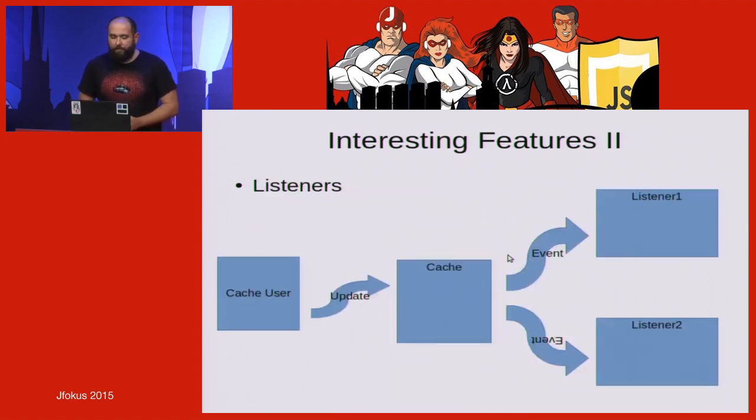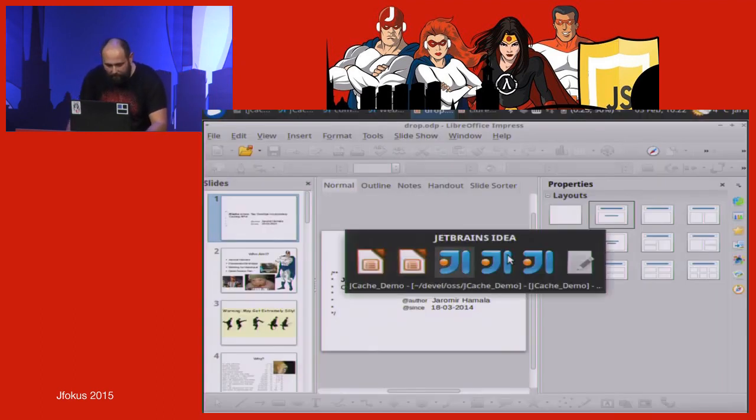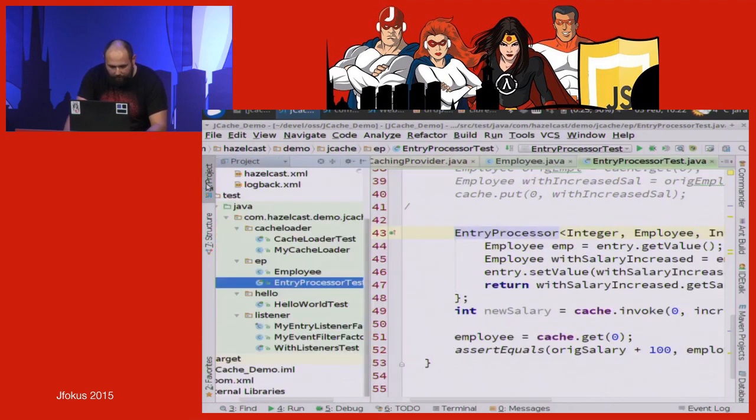The second feature I have cherry-picked is listeners. As I said, your cache can react. So if in my cache I'm storing the shares, and there is an update, then I can have multiple listeners which will react on this. So I have again a very quick demo. Hopefully it will work this time.